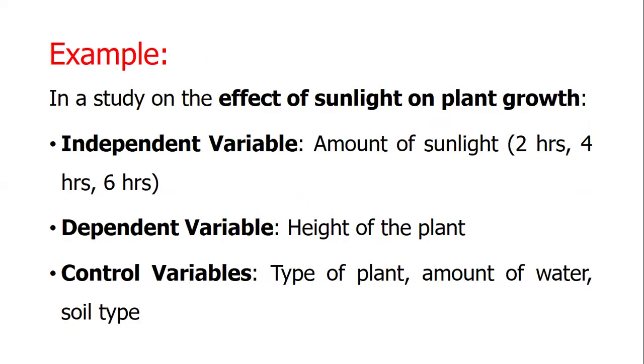For example, in a study of the effect of sunlight on plant growth, independent variable: amount of sunlight, 2 hours, 4 hours, 6 hours; dependent variable: height of the plant; control variable: type of plant, amount of water, soil type.